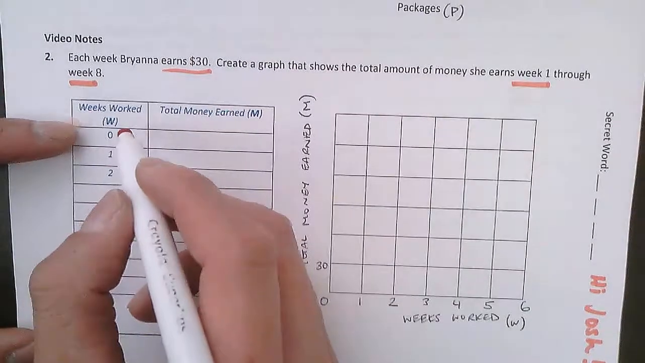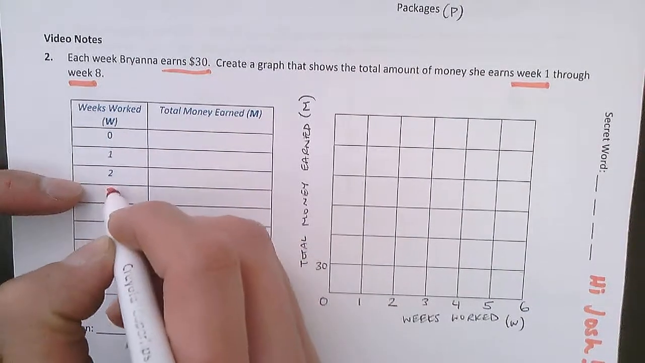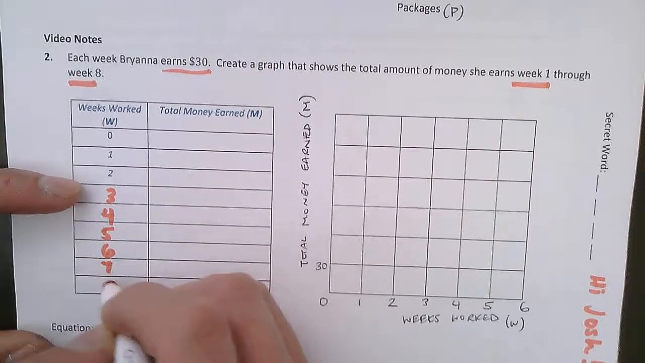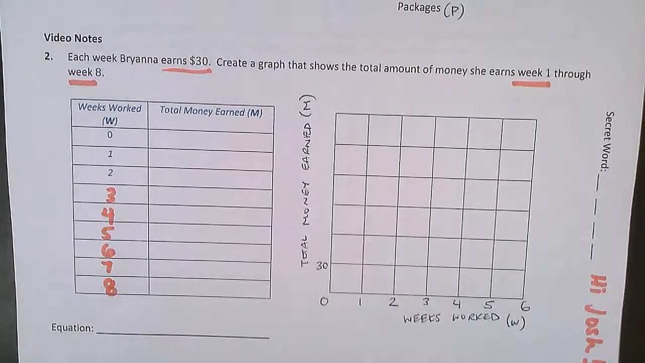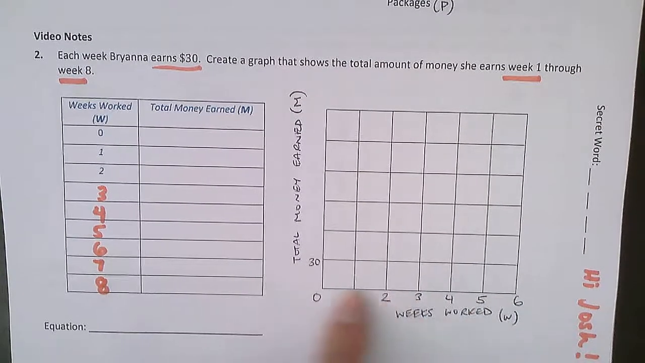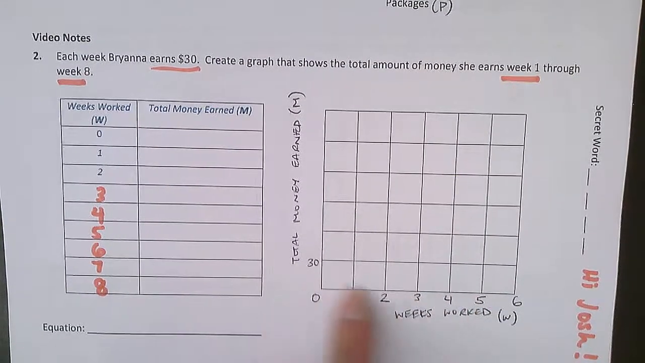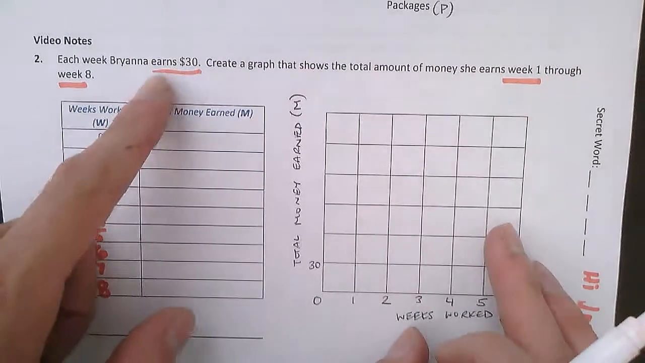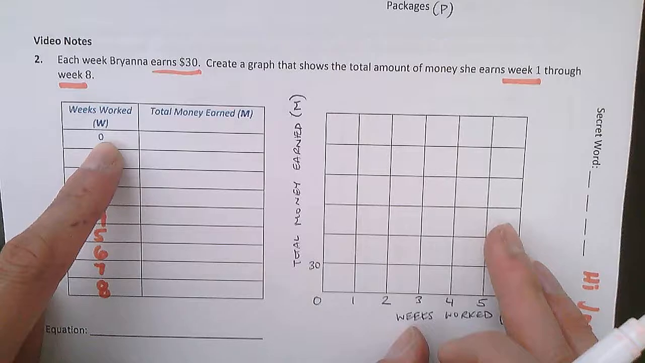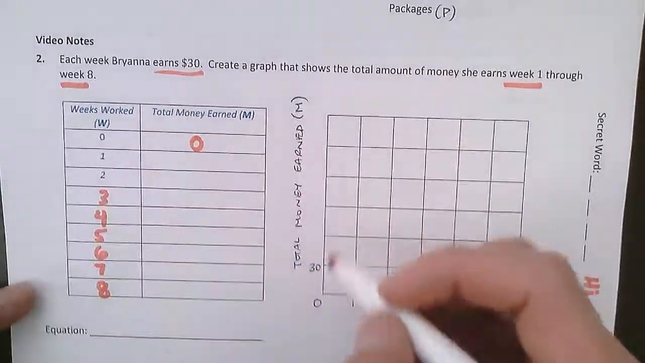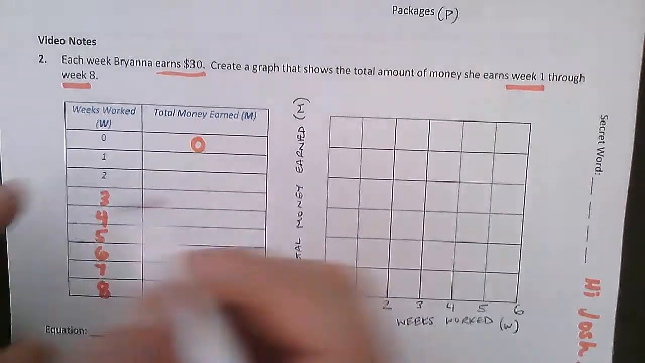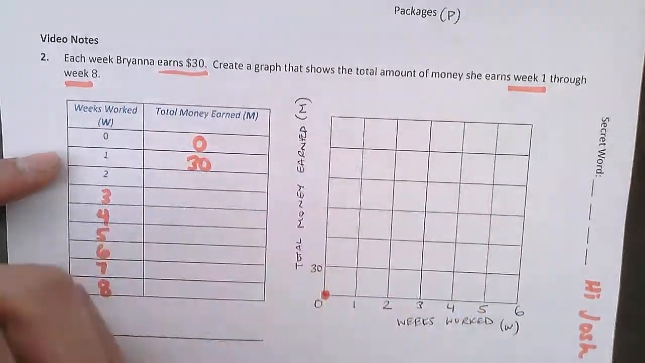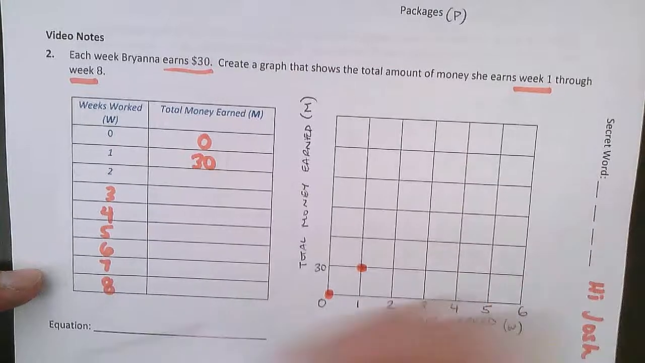So for our weeks worked, we're going to go 0, 1, 2, 3, 4, 5, 6, 7, and 8. And weeks worked is on the bottom here, our x-axis. And we're only going to go up to 6 for now. And if she earns $30 every week, if she works 0 weeks, then she earns $0. So we're starting at 0, 0. If she works 1 week, she earns $30. So 1 week, she earns $30.